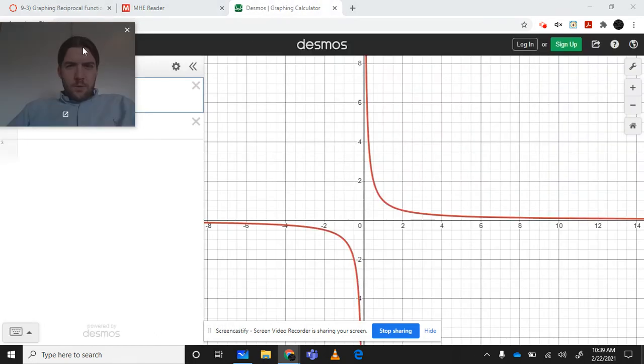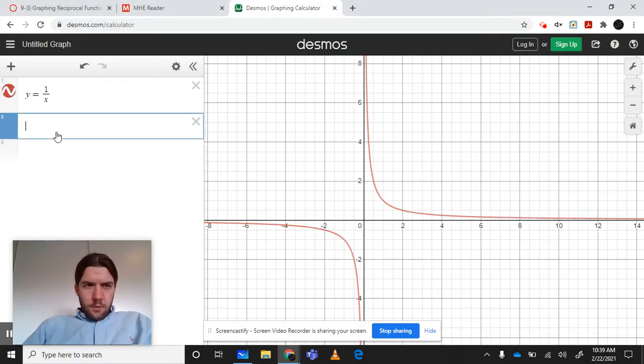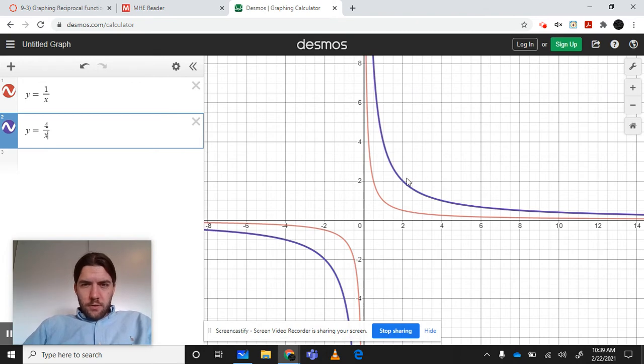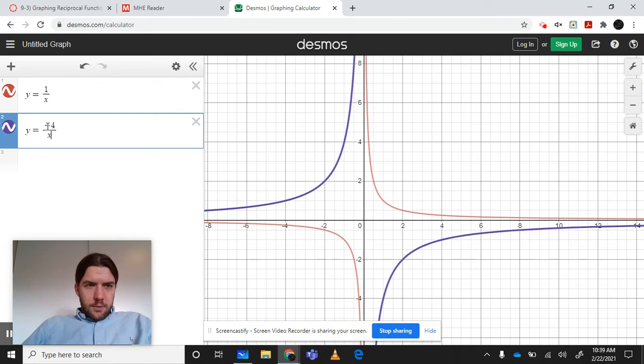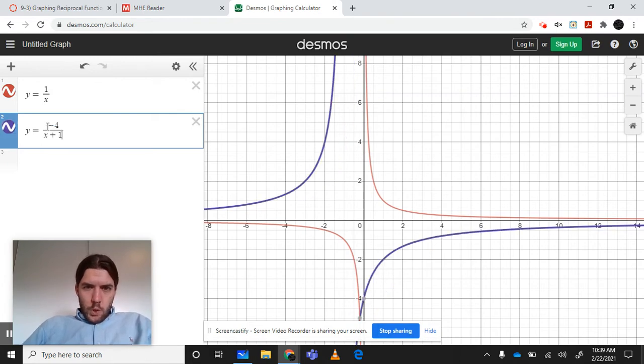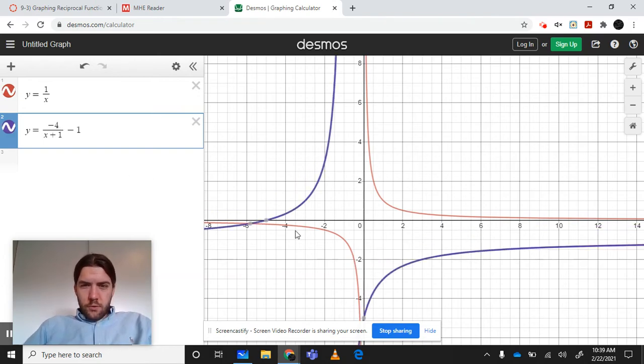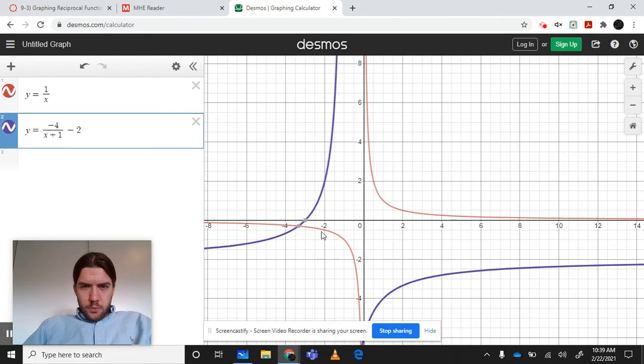If we go through on Desmos, we can see all those transformations play out. So if we do 4 over x, right, that takes all of our values and multiplies them by 4. If we have -4 over x, it flips it. X plus 1, that moves our asymptote over to the left. And if the whole thing is -2, it moves our horizontal asymptote down by 2 units. Okay, oops, I did -1, -2, there we go. Horizontal asymptote down by 2 units.